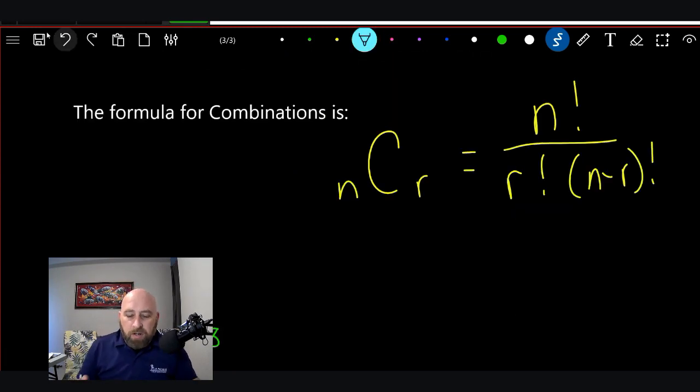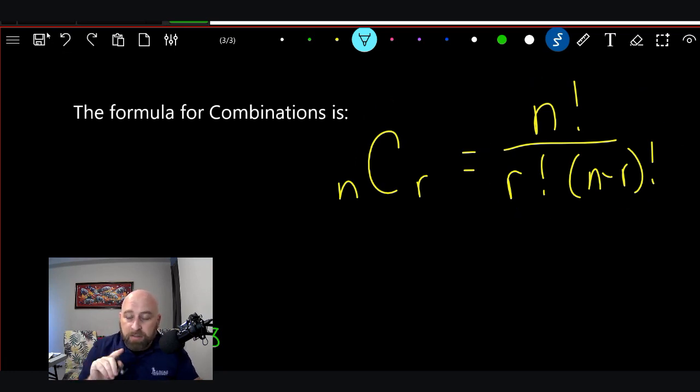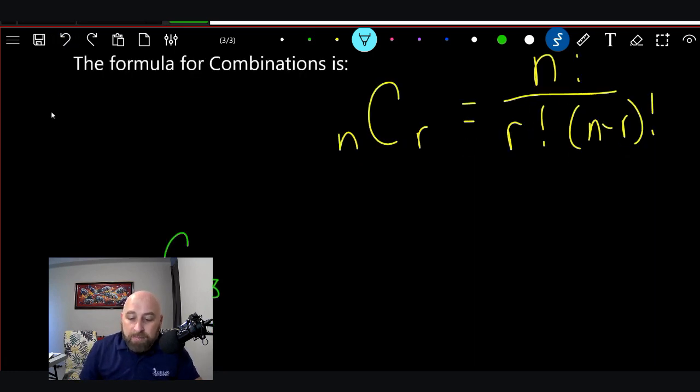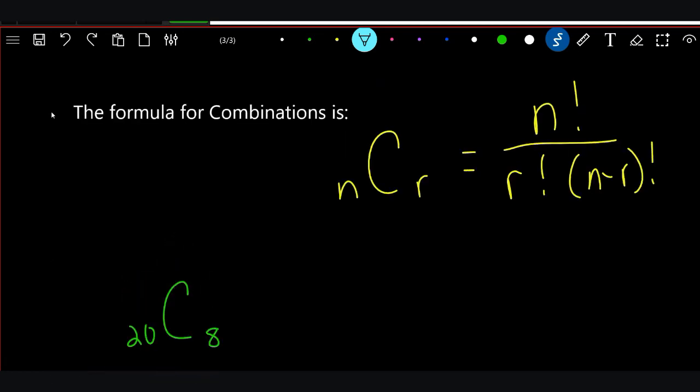All right, let's do one with a combination now. The only difference here is that we have a C instead of a P. We also have to use a different formula, so make sure that you learn the difference between the two formulas. We're going to do n factorial over r factorial times n minus r factorial. So we're going to do it the same way, just plug your numbers in.